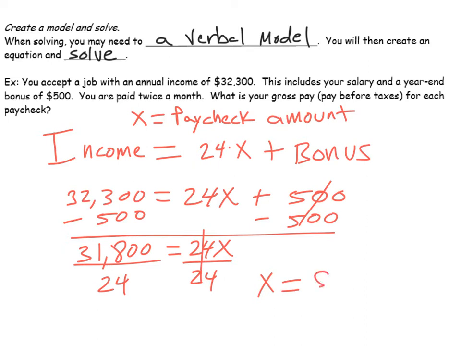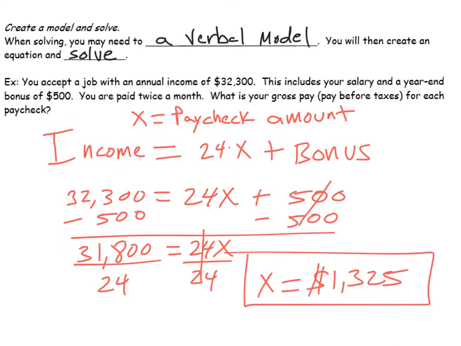$31,800 divided by 24, 1,325. Okay, there you have it. That is a great example of mathematical modeling.